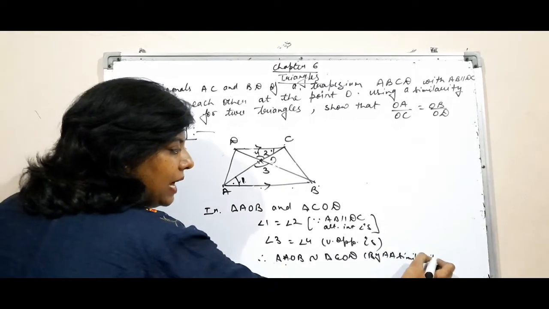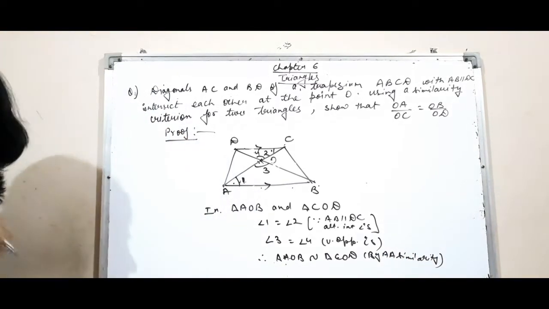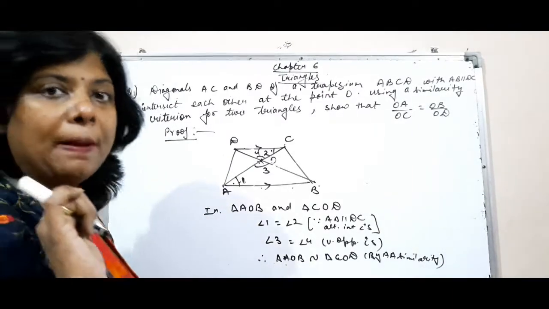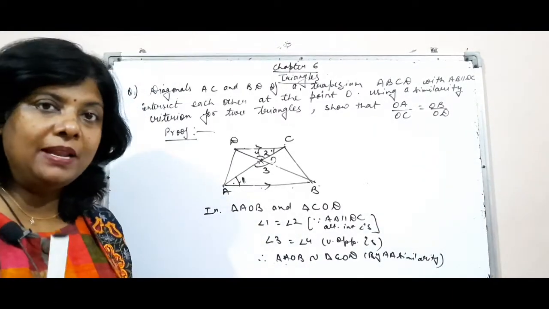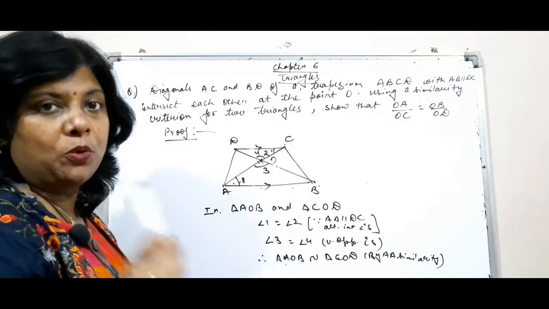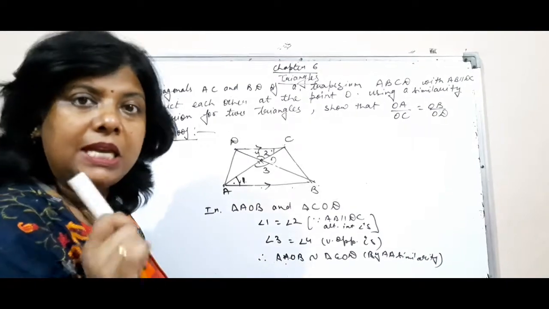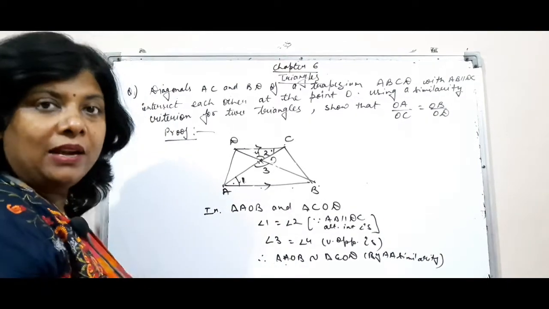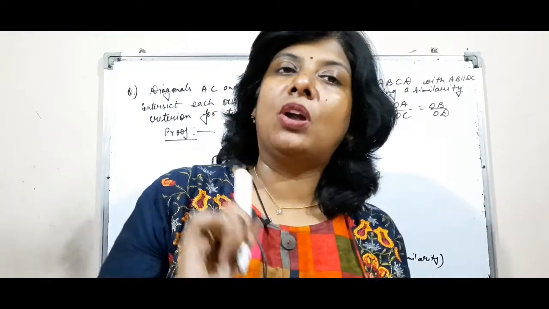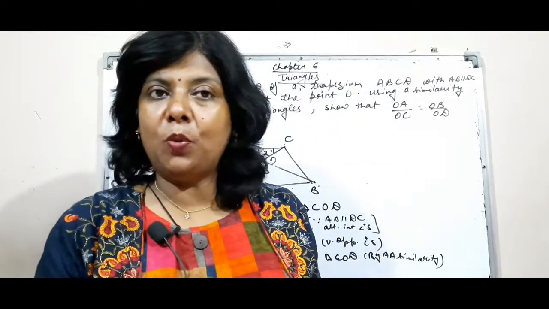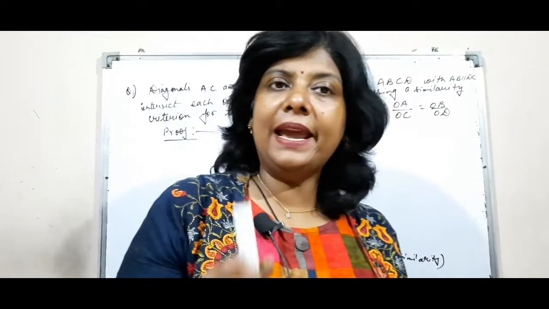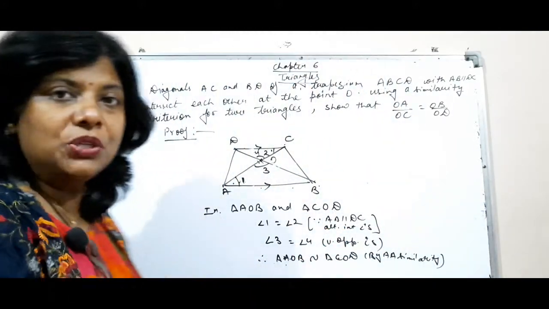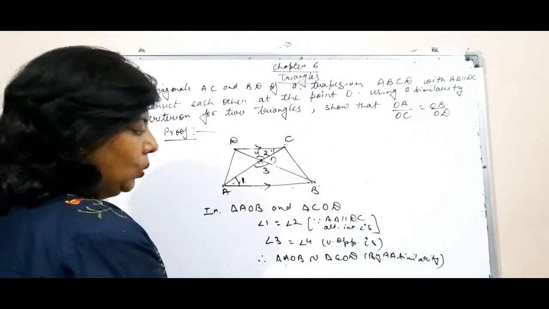Whichever triangles are similar, their corresponding sides are in proportion. The triangles which are similar to each other, their corresponding sides are in proportion and their corresponding angles are equal. Okay, students?